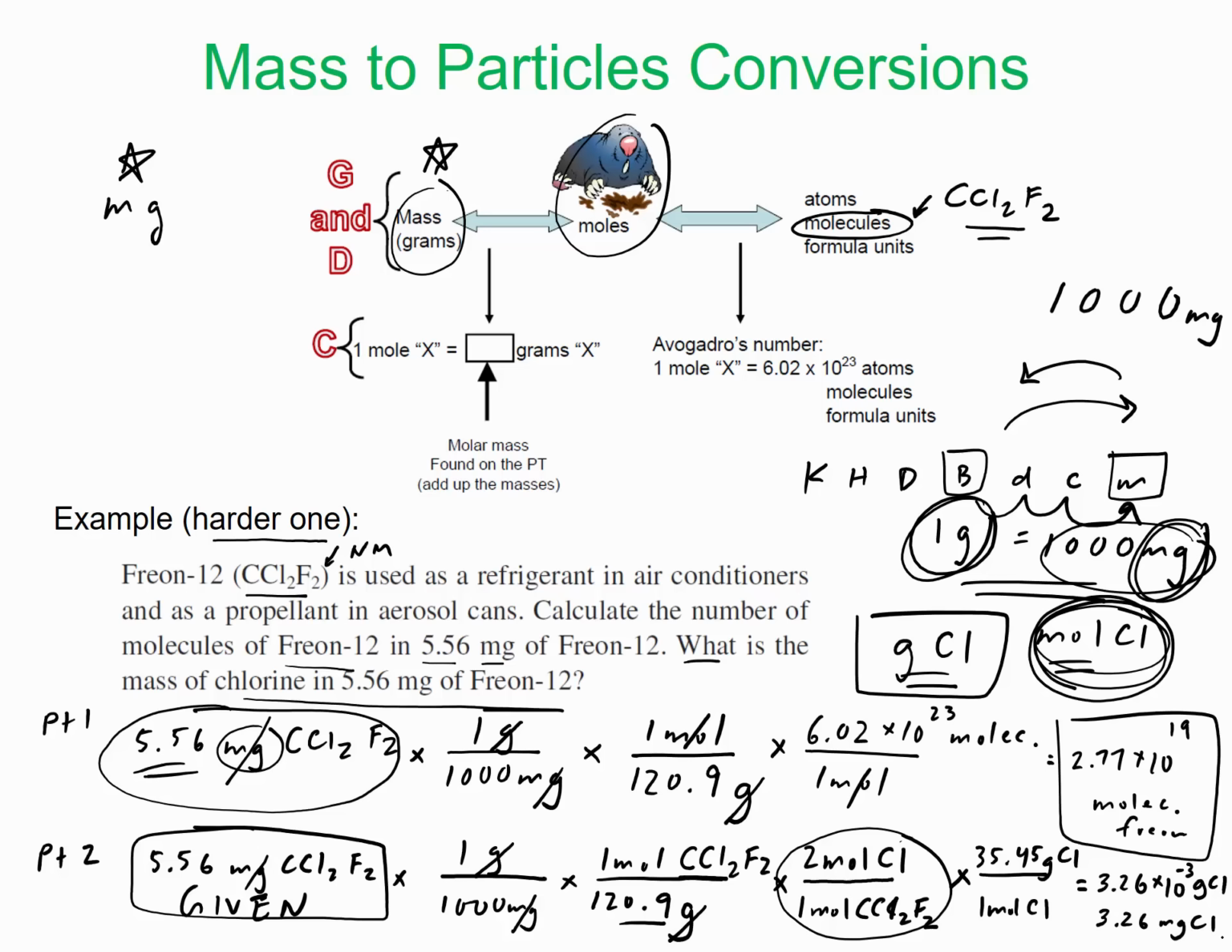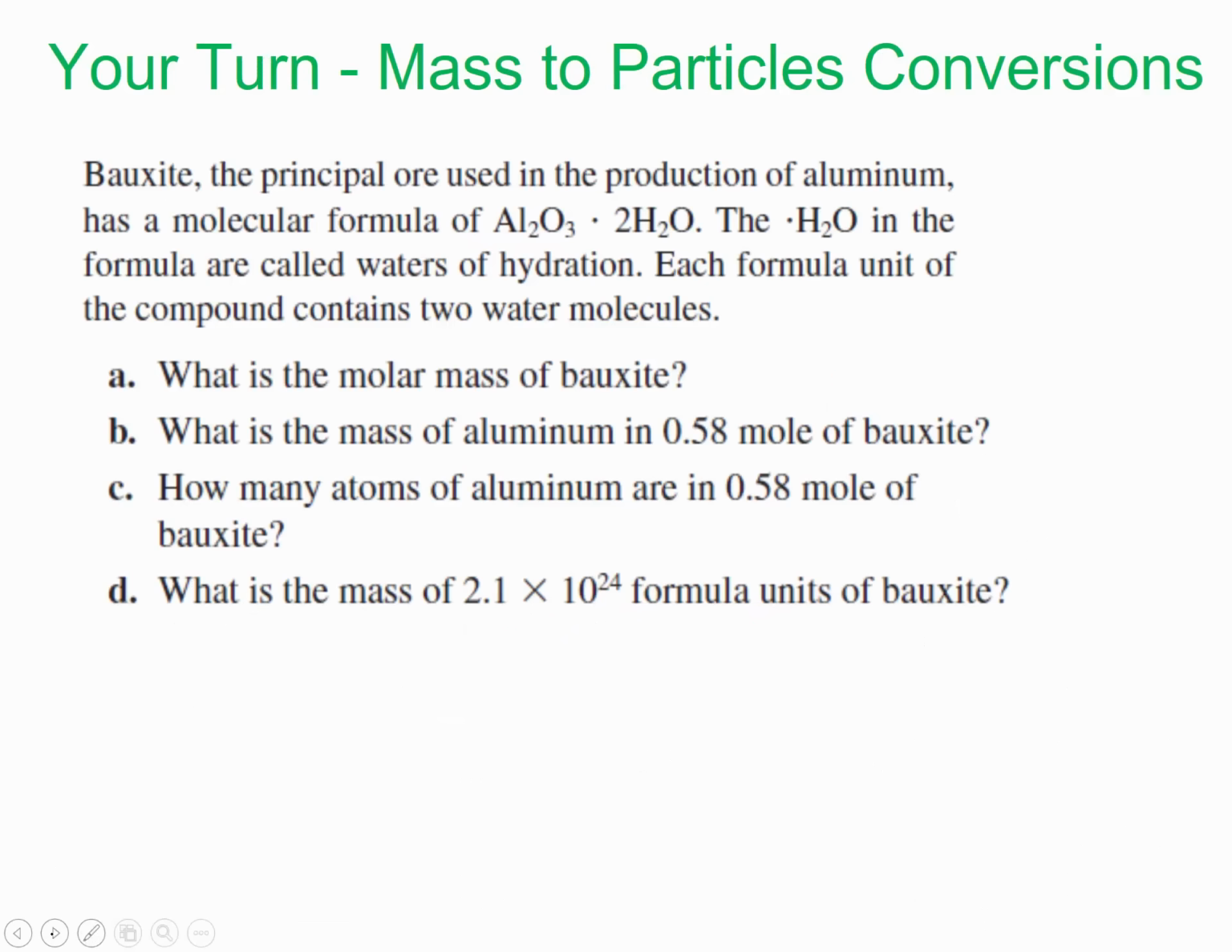Okay, now time for you guys to try. So here's your turn. I wanted to make a note. They tell you right here, they say this little dot H2O. These in the formula are called waters of hydration. What this means is on a formula unit of aluminum oxide, there are 2 water molecules attached to it. There's 2 of these guys stuck to this, like in real life. Like if you had a crystal of aluminum oxide, there would be 2 water molecules stuck to it. Okay, and it's actually part of the formula.